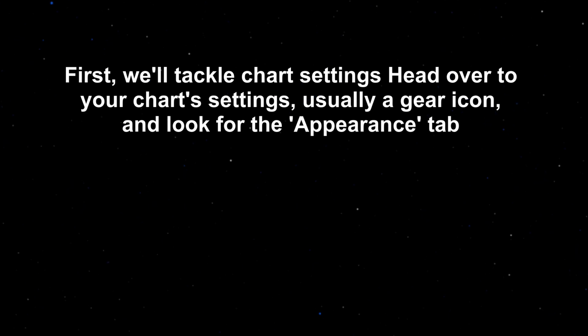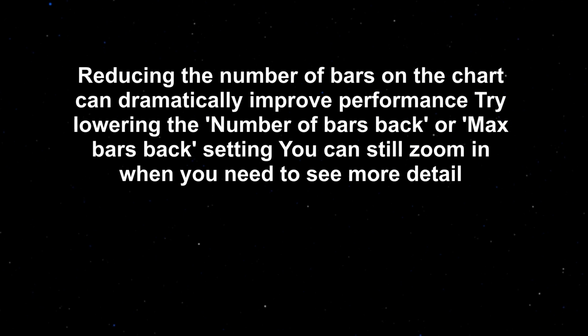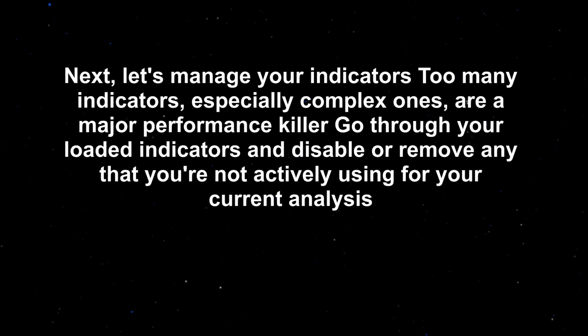Head over to your chart settings, usually a gear icon, and look for the Appearance tab. Reducing the number of bars on the chart can dramatically improve performance. Try lowering the number of bars back, or max bars back, setting. You can still zoom in when you need to see more detail.